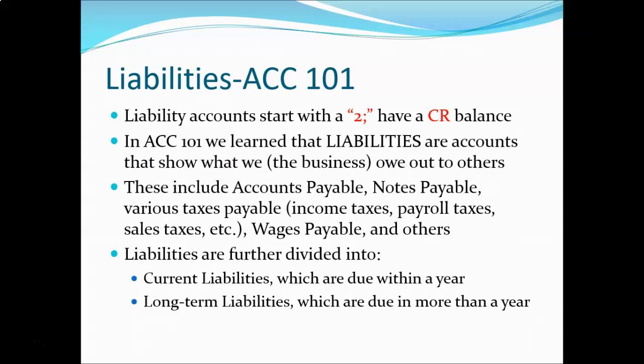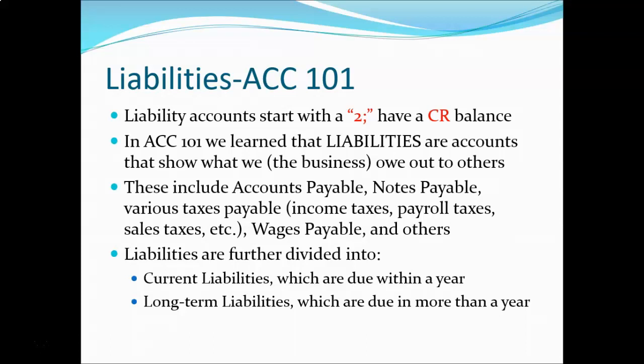Okay, that was assets. Now we're moving to liabilities. Back in Accounting 101, we said that liabilities are when we owe out to others, that they always start with a 2 on their account number, and that they have a credit balance normally. These kinds of accounts include accounts payable, notes payable, bonds payable, wages payable, income tax payable, payroll tax payable, sales tax payable, okay? And most of them have the payable word in them. Payable means we have to pay in the future, means right now we owe out to somebody else.